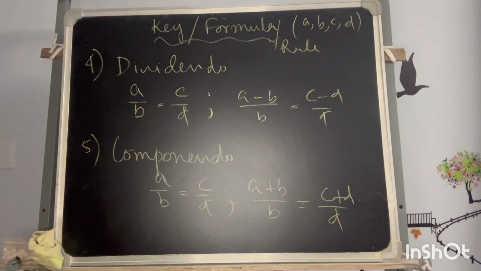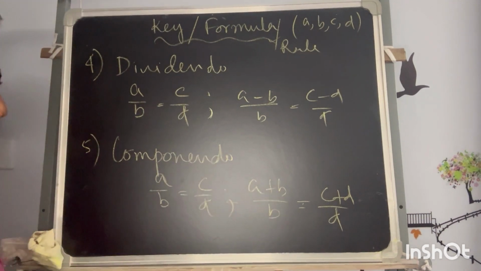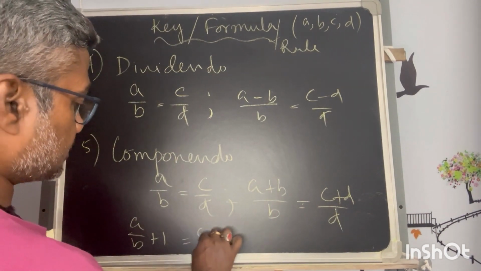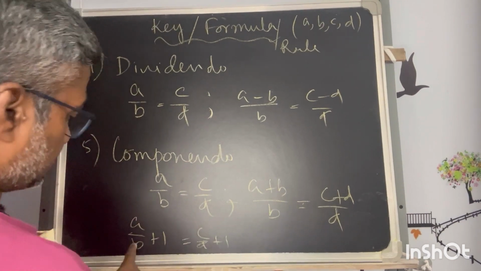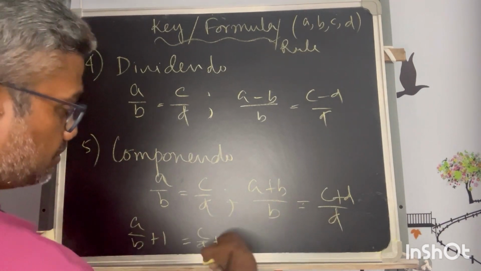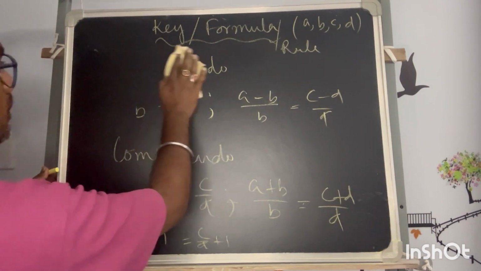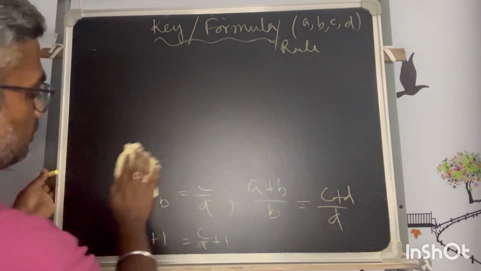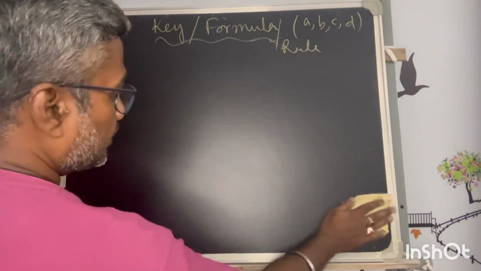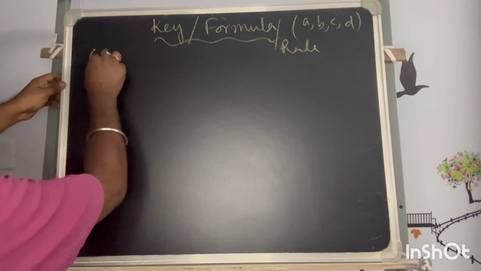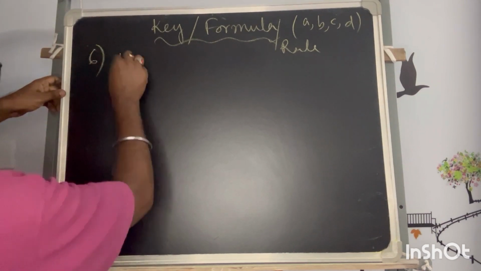This also you can prove similarly by taking the help of, instead of minus, adding plus on both the sides, and you will get this relation. So a plus b by b equals c plus d by d. So this is componendo. The next of the kind is alternendo. I have already shown you, because alternendo helped me to solve the addendo. So that I already covered. The sixth one is invertendo.